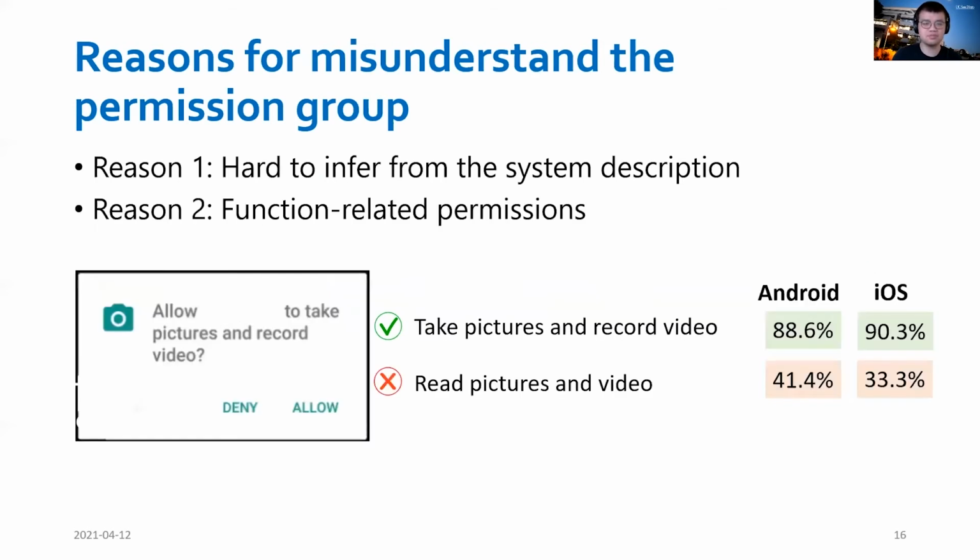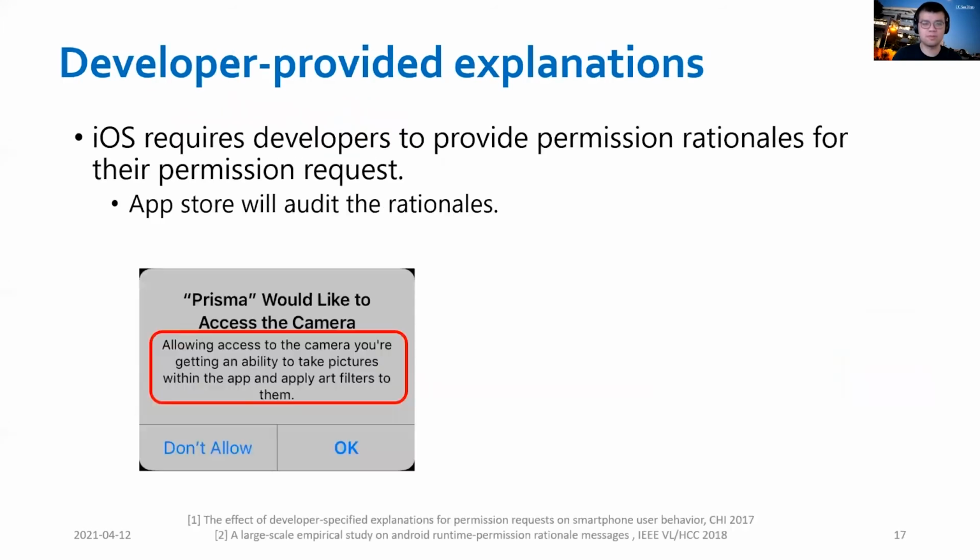ID too. Another reason is that the users may include function-related permissions. For example, after granting the camera permission, many users believe the apps will be automatically granted the permission to read pictures and videos, but they are managed by another permission group.